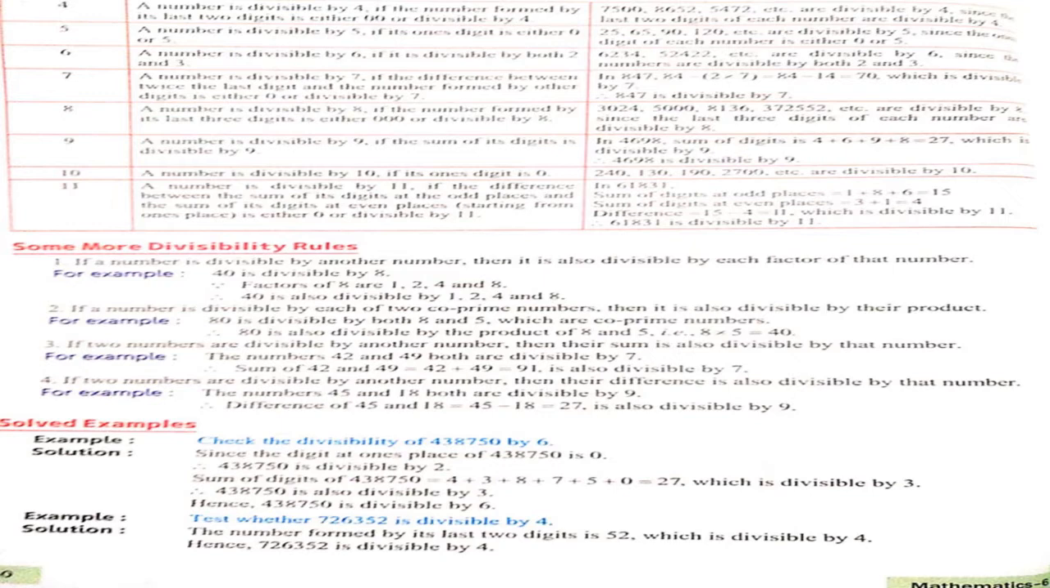Now the third point: if two numbers are divisible by another number, then their sum is also divisible by that number. For example, the numbers 42 and 49 are both divisible by 7. The sum of 42 and 49 is 91. So 91 is also divisible by 7. Now the fourth point: if two numbers are divisible by another number, then their difference is also divisible by that number. For example, the numbers 45 and 18 are both divisible by 9. The difference of 45 and 18 is 27. So 27 is also divisible by 9.